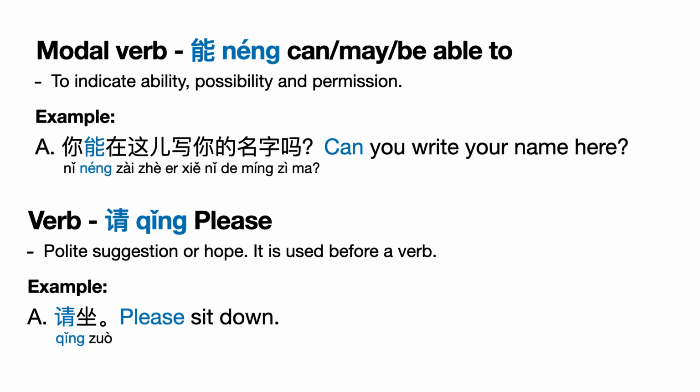Okay. Let's look at the verb 请 please. It is used to indicate polite suggestion or hope. It is usually used before a verb. For example, 请坐 Please sit down.